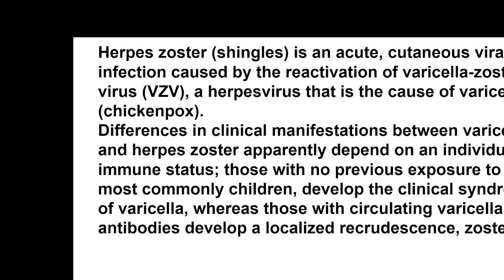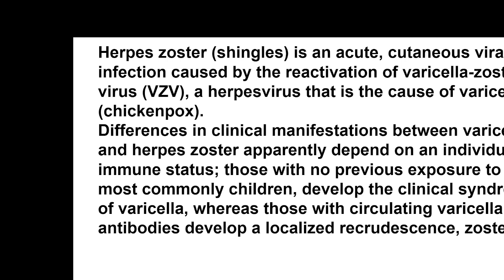Herpes zoster or shingles is an acute cutaneous viral infection caused by the reactivation of varicella zoster virus. Varicella zoster virus is the virus which produces chickenpox. Now, the differences in the clinical manifestation between varicella and herpes zoster depend mainly upon the individual's immune status. Those with no previous exposure to varicella virus, most commonly children, develop a clinical syndrome of varicella, where you will have that full-fledged chickenpox presentation. Whereas those with circulating varicella antibodies develop a localized recrudescence, that's zoster.